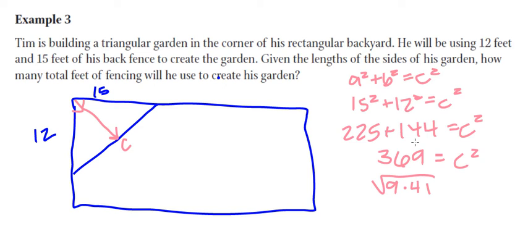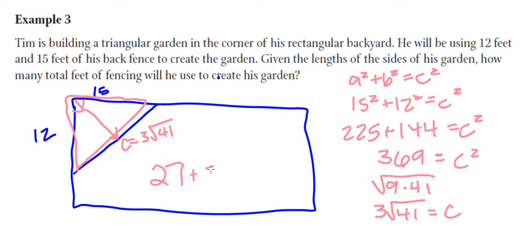All right, so as we go through this, this is as simplified as that's going to get. So we end up having a situation where 3 root 41 is equal to c. So this value here is 3 root 41. If it wants to know how many feet of fencing he's going to use in his garden, it's going to be 12 plus 15, which is 27, plus 3 root 41 feet. And that would be your total amount of fencing there.